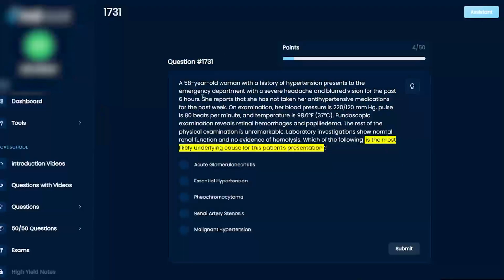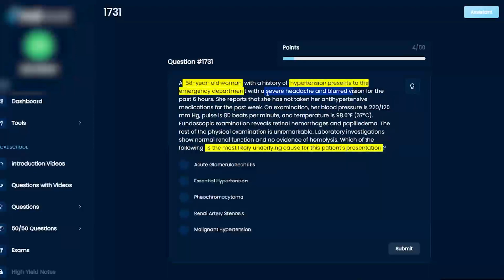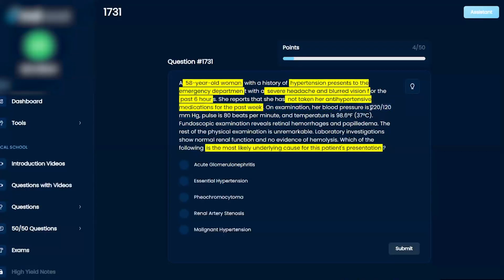This is a 58-year-old woman with a history of hypertension presenting to the ER with a severe headache and blurred vision for the past 6 hours. She reports that she's not taken her antihypertensive medications for the past week. On exam, her blood pressure is 210 over 110, pulse is 80, and temperature is 98.6.